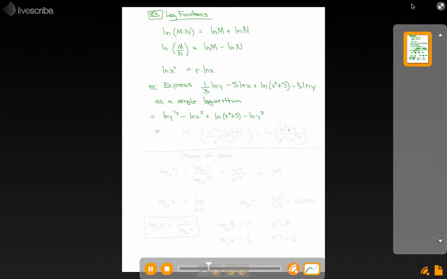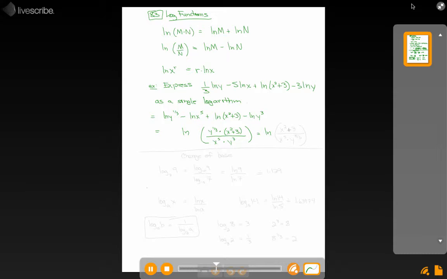It allows me to then write this as a natural log of some big fat operation here. Anything that's positive being added will multiply on top, so y to the 1/3 times (x squared plus 3). Anything that's negative ends up multiplied on the bottom, so x to the 5th times y to the 3rd. And that would be a good answer. We have expressed it as a single logarithm.